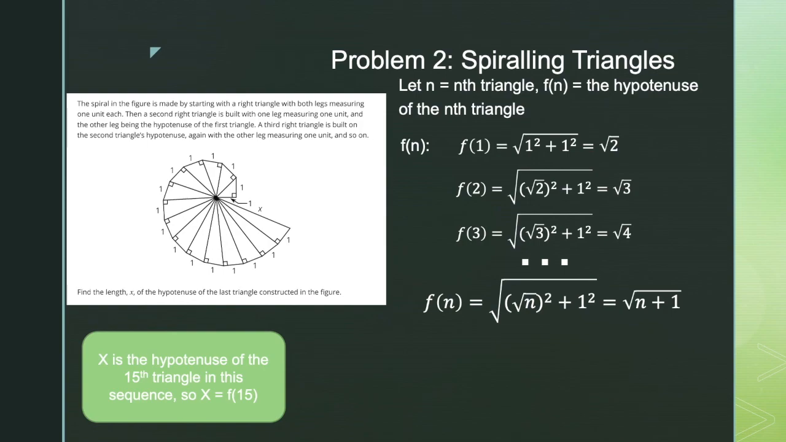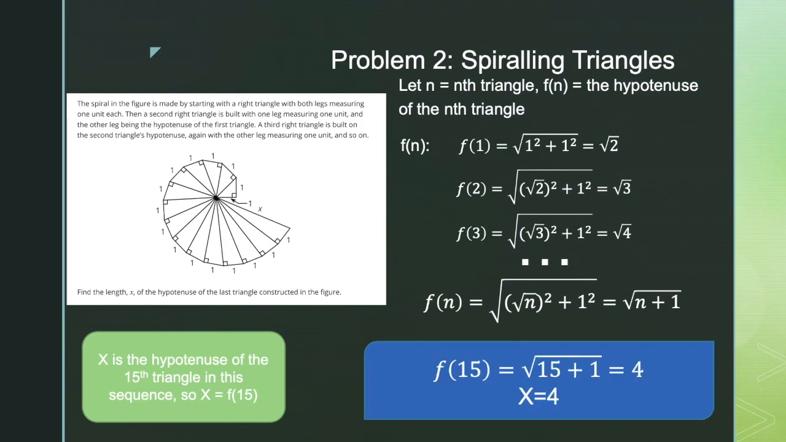Solve for f15 using the formula. f15 is the square root of 15 plus 1, so the root of 16, which is 4. Therefore, x is 4. There we go. We have completed this problem.